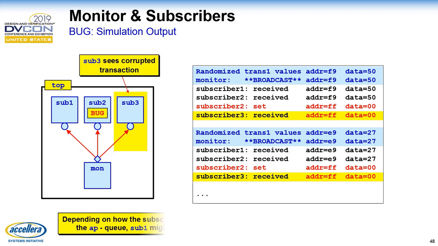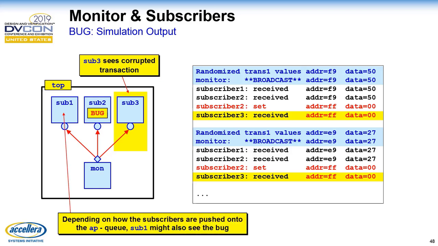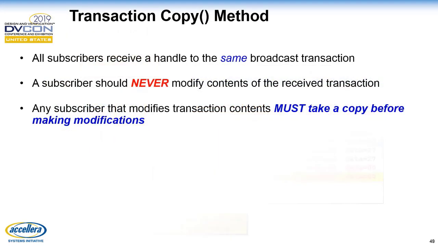It could be worse, depending on how those are queued in the subscriber queue. The first subscriber also might have seen the bug. It all depends on how they were queued up, whether you're going to see the correct values or not. All subscribers receive a handle to the same broadcast transaction. A subscriber should never modify the contents of the received transaction.